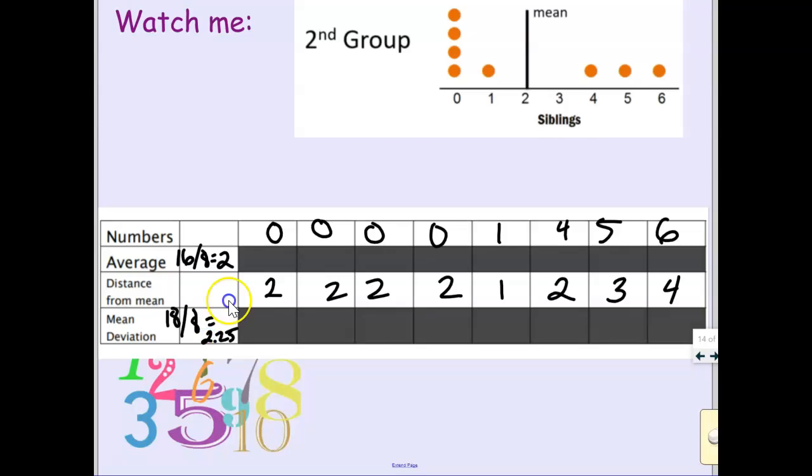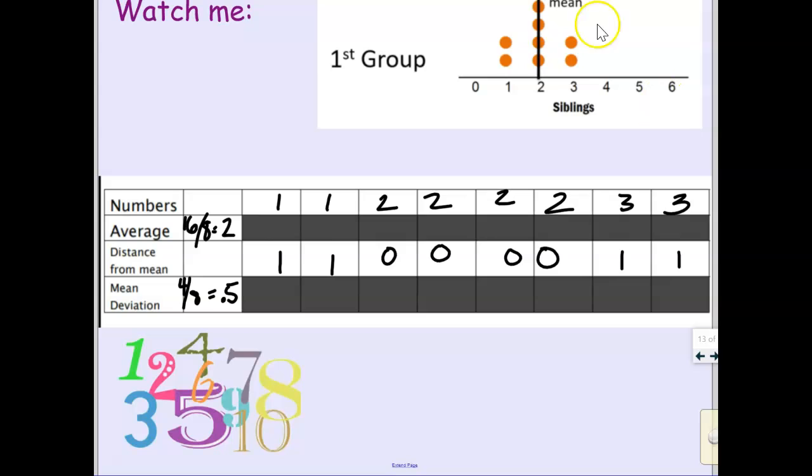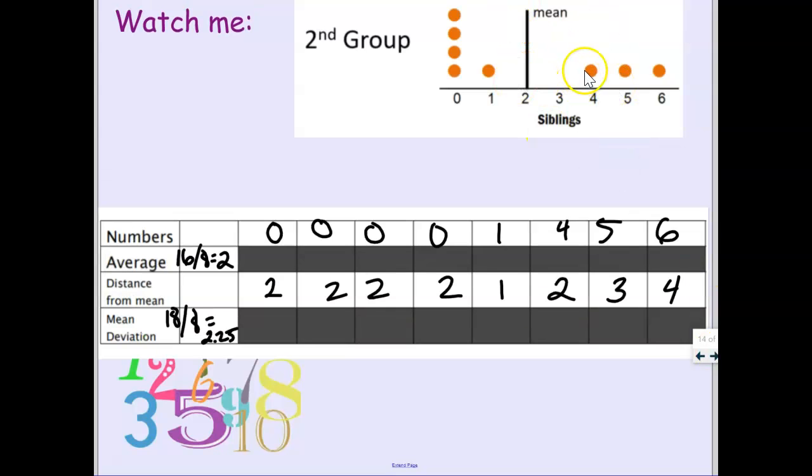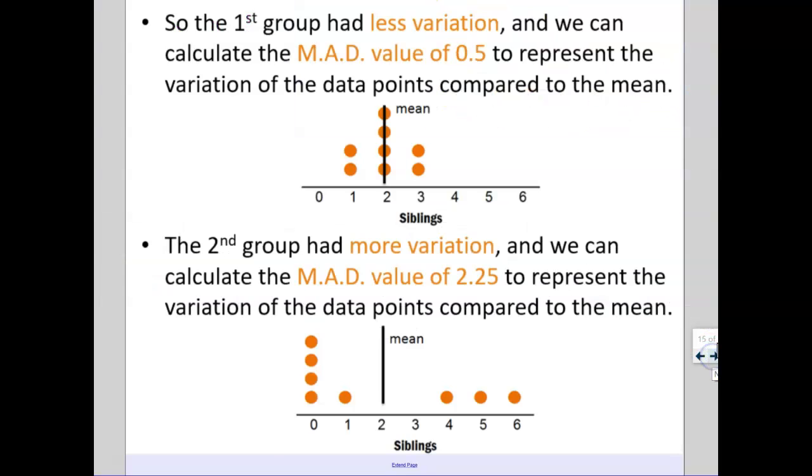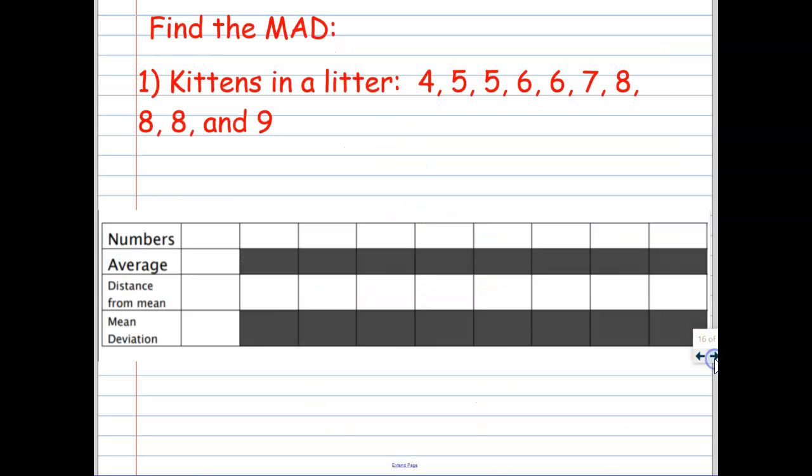So, and I can compare that. I have 2.25 for this group that's way spread out, and I have 0.5 for this group that's close together. So even if I couldn't see the individual numbers, but it was like, hey, this group has a MAD of 0.5, this group has a MAD of 2.25, I could immediately know without looking at the dot plot or looking at the numbers that this group is way more spread out. And yeah, I just said that, so there you go. See, bunched together 0.5, way spread out 2.25.